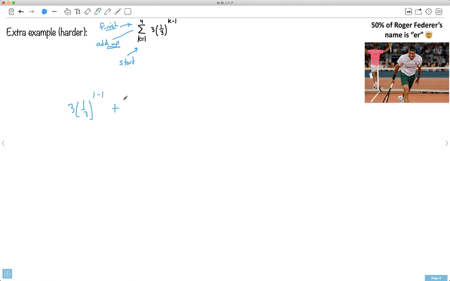And I do the same recipe here, 3 times 1/3 to the power of, this time I make k one more. So I do k equals 2. I need to do k equals 1, k equals 2, k equals 3, and k equals 4. And I got to stop there because it says start at k equals 1, stop at 4. So I make it 2 minus 1 here because it's the next index up. All right, and I'll just keep going like this. So 1/3 to the 3 minus 1, and 3 times 1/3 to the 4 minus 1.